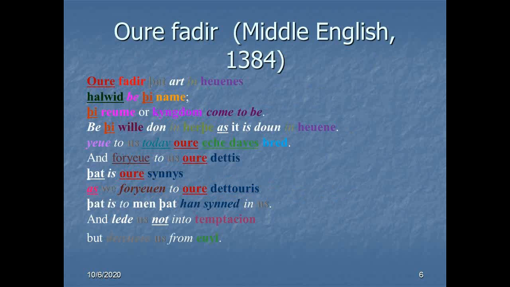So here's Wycliffe's translation of the Lord's Prayer from 1384. Our Father, that art in heavenes, hallowed be thy name. Thy realm or kingdom come to be. Be thy will done in earth as it is done in heaven. Give to us today our each day's bread, and forgive to us our debts, that is, our sins, as we forgiven to our debtors, that is, to men that han sinned in us. And lead us not into temptation, but deliver us from evil.